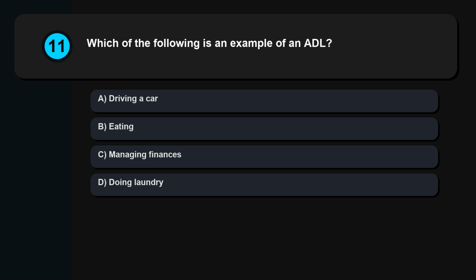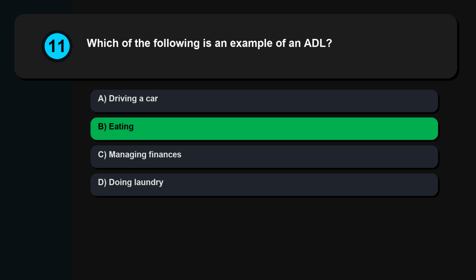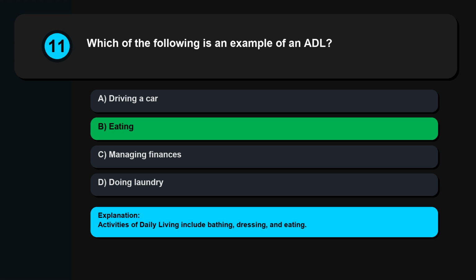Question 11. Which of the following is an example of an ADL? Driving a car. Eating, managing finances, doing laundry. Activities of daily living include bathing, dressing, and eating.